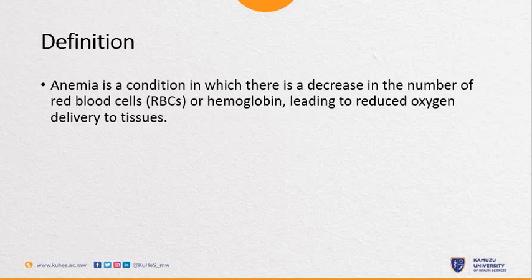So to begin with, what is anemia? Anemia is a condition in which there's a decrease in the number of red blood cells or hemoglobin, leading to reduced oxygen delivery to tissues. As we know, the function of red blood cells, which contain hemoglobin, is to transfer oxygen to tissues from the lungs, as well as to carry carbon dioxide from the tissues to the lungs.